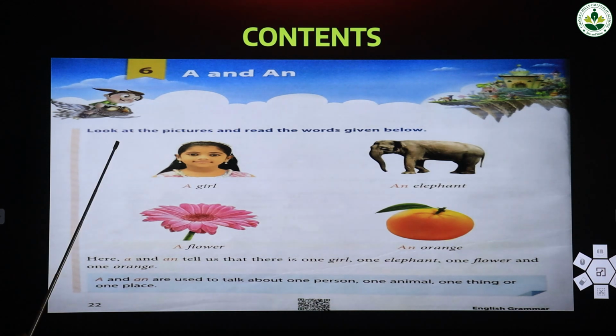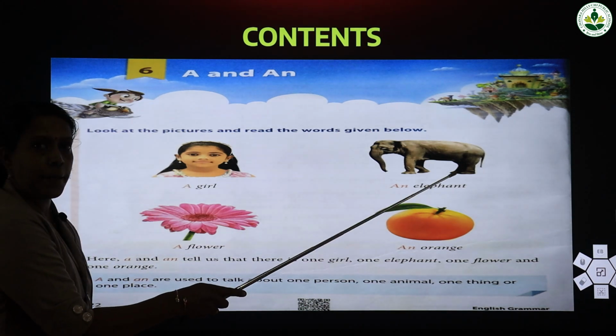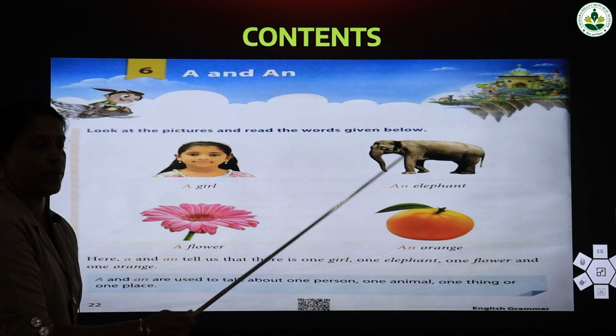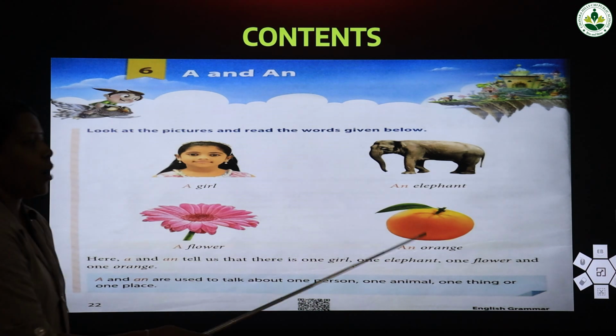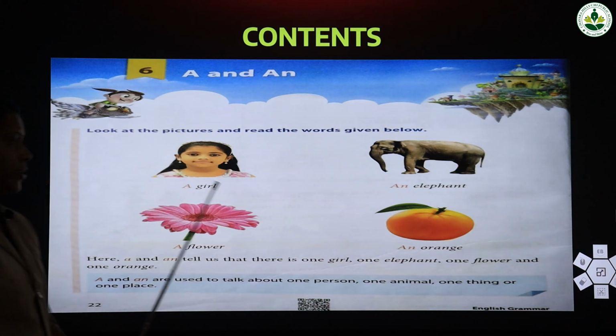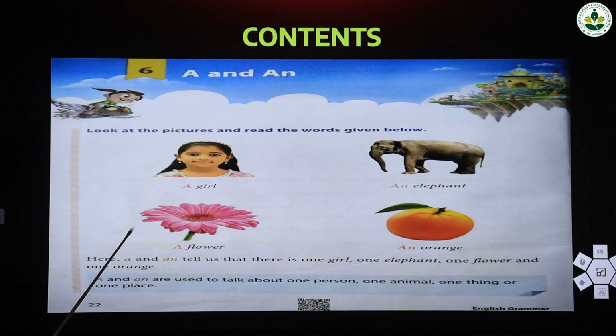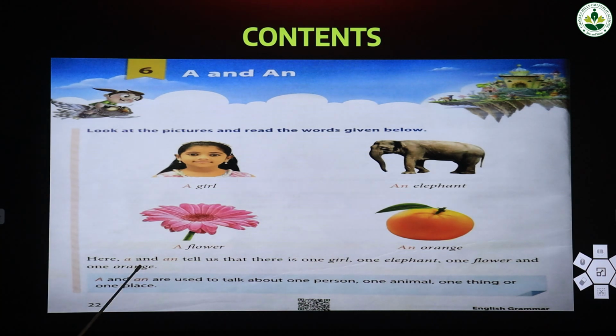How many girls are here? Here is only one girl. So a girl. How many elephants are here? Here we can see only one elephant. An elephant. How many flowers are here? A flower. There is only one flower. How many oranges are here? An orange. One orange. So listen. Here A and an tells us there is only one girl, one elephant, one flower and one orange.